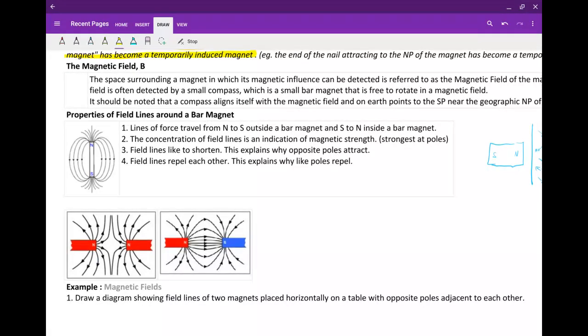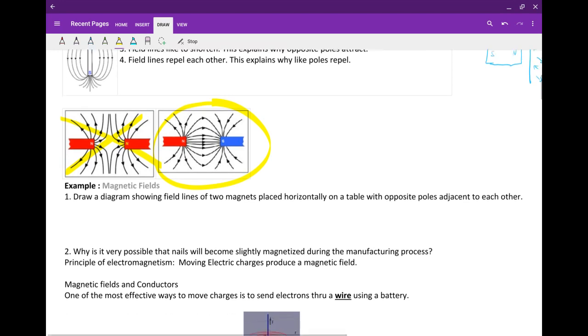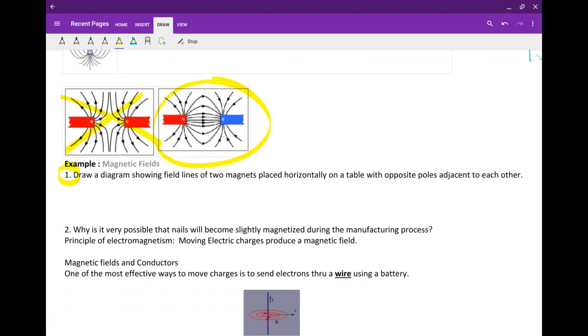Now, so here's a couple of fields, right, in this area. And so what we're going to do here is draw a diagram showing the field lines of two magnets placed horizontally on a table, right, with opposite poles adjacent to each other. So that would be this one, not this one. Okay. So if you were to answer that question, you would draw that one there. All right, so that's number one.